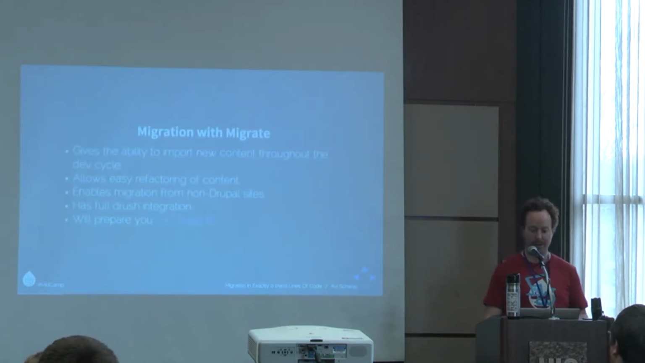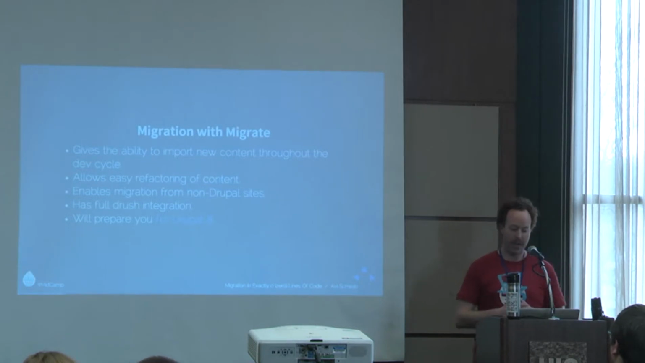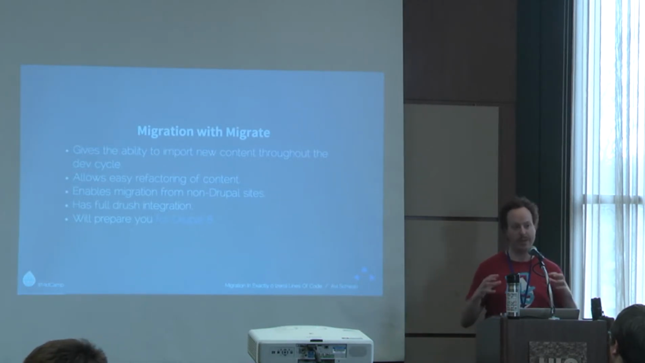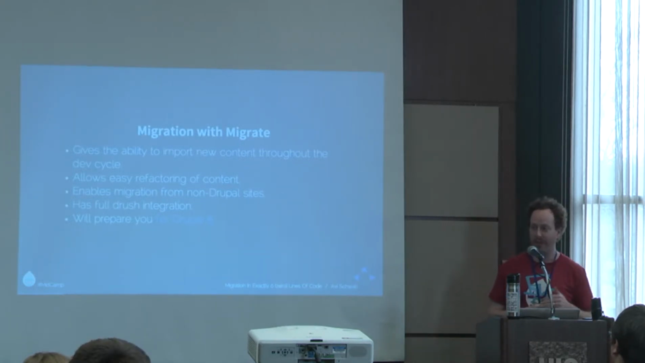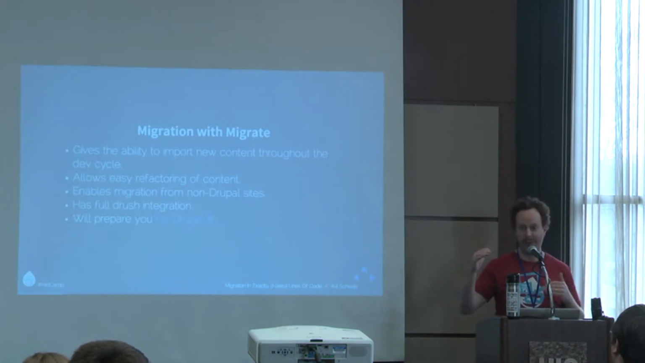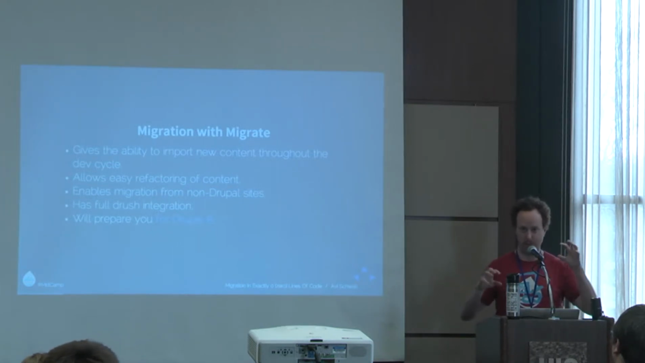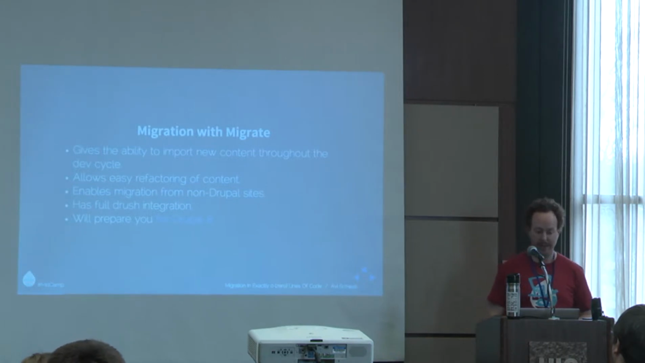So this is where the Migrate module comes in. Migrate gives you the ability to import new content throughout the development cycle. Once you get things in place, you can run the migrations over and over and always be pulling new data down. It allows for easy refactoring of your content. If you've got a content type that you did one way in Drupal 6 and now Drupal 7 is totally different, as long as you can match up those fields, you can rework the way your content is put together pretty easily.